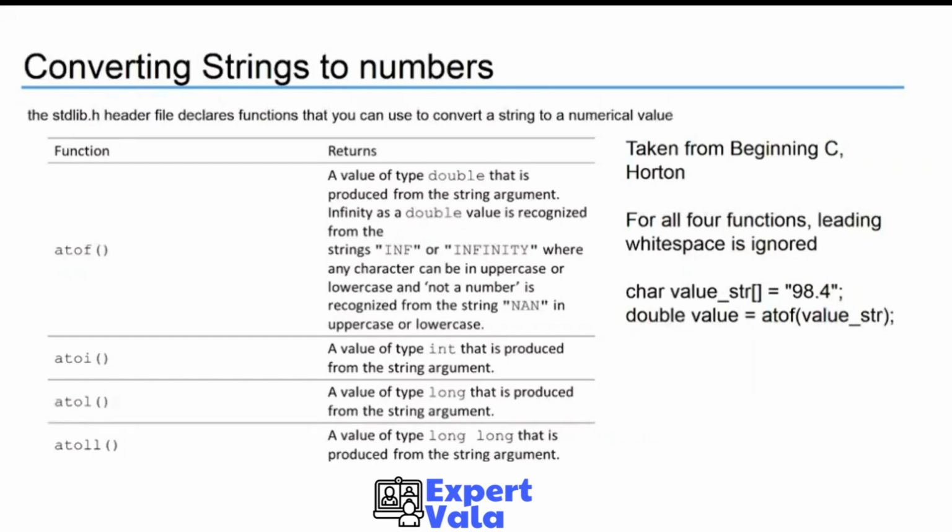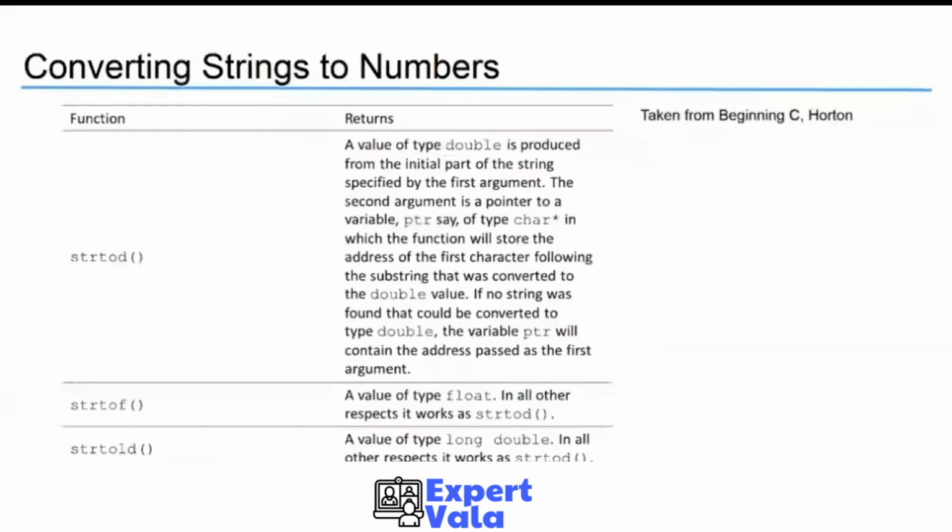There are also some newer functions. These ones are specifically for string to double as opposed to atof. And you can use strtod or strtof or strtold, and they each just convert to either long doubles, floats or doubles. But either one of them is fine. The ato ones are the traditional ones. I think the other strtod or strtof were added in the later standards of C.